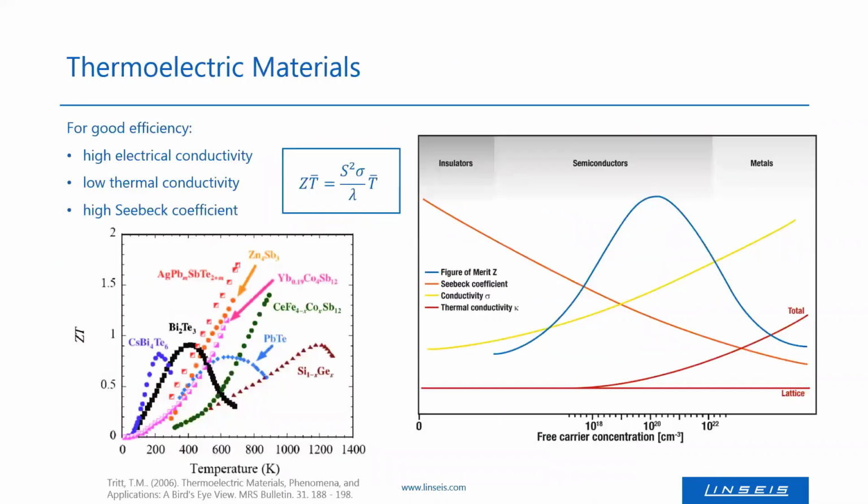So until now, I showed you different instruments which can be used to characterize different thermoelectric materials. But what are thermoelectric materials? As already mentioned, for a good efficiency, one can characterize thermoelectric materials using the figure of merit, ZT. And according to the formula, one needs for a good efficiency a material with a high electric conductivity, with a low thermal conductivity, and with a high Seebeck coefficient.